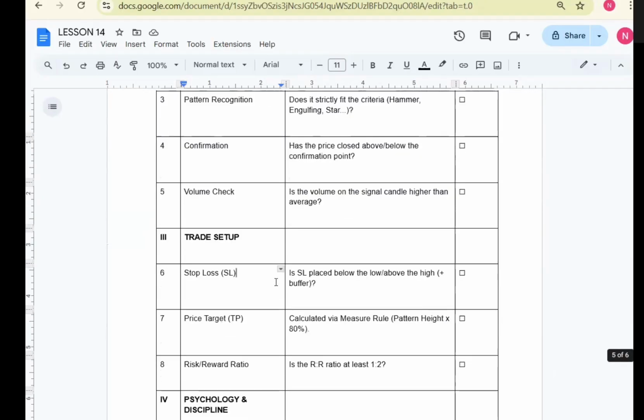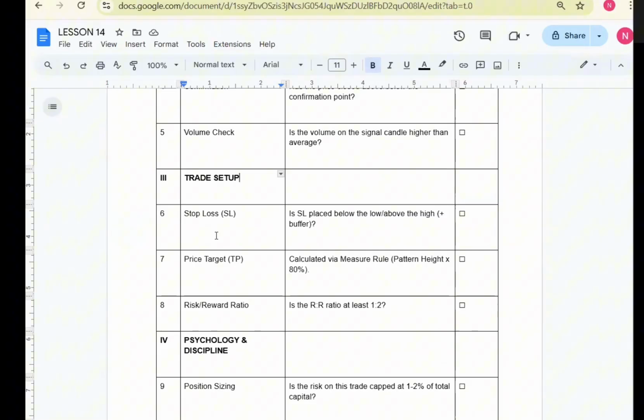And the next part of the checklist is trade setup. This is where we set the stop loss, take profit, and risk reward ratio. The stop loss, as I usually share with you, is placed below the low or above the high. And for the take profit, you can calculate via a measuring rule, like the pattern high, multiplied by 80%.